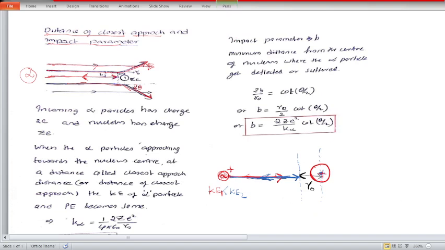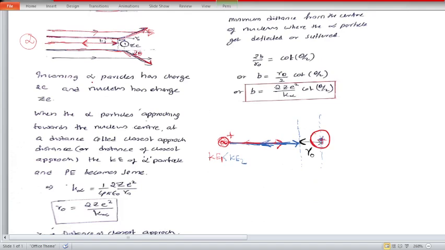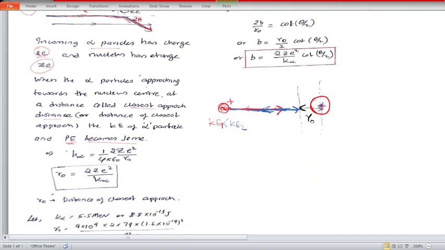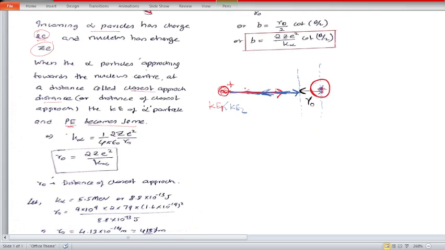So that is the text given here. That is the same. The incoming alpha particle has the charge 2e. As you know, alpha particles have 2 protons, so they have 2e charge. And the nucleus has charge Ze because it has Z number of protons. And when this alpha particle is approaching the nucleus at the center, at a distance called the closest approach distance, the kinetic energy of the alpha particle and the potential energy of the alpha particle become the same. Okay. So when you consider the potential energy, in terms of force, we can consider it as the Coulombic repulsive force. Positive charges repel each other, and because of that, we will have potential energy.